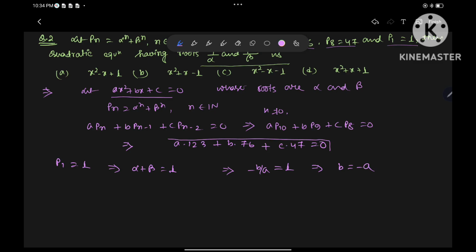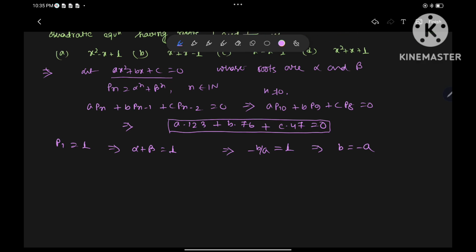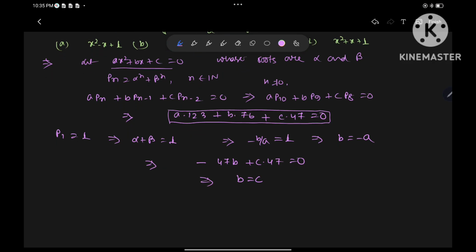So in this expression, if we put b equals minus a, then we have minus a, which means minus b, so 47b plus c into 47 equals 0. So this implies that b equals c, and b equals minus a.